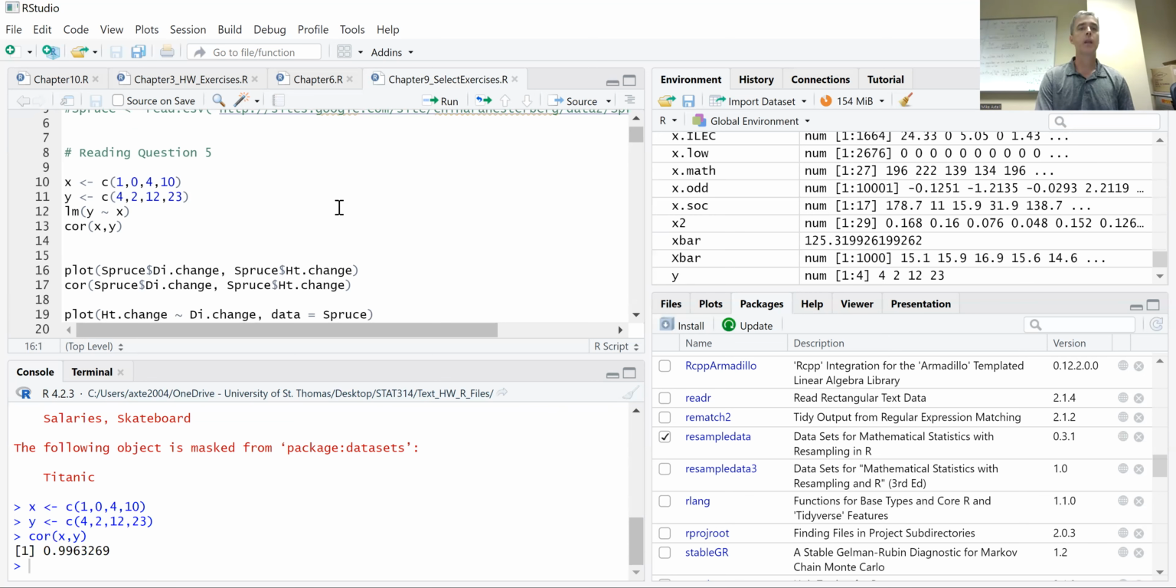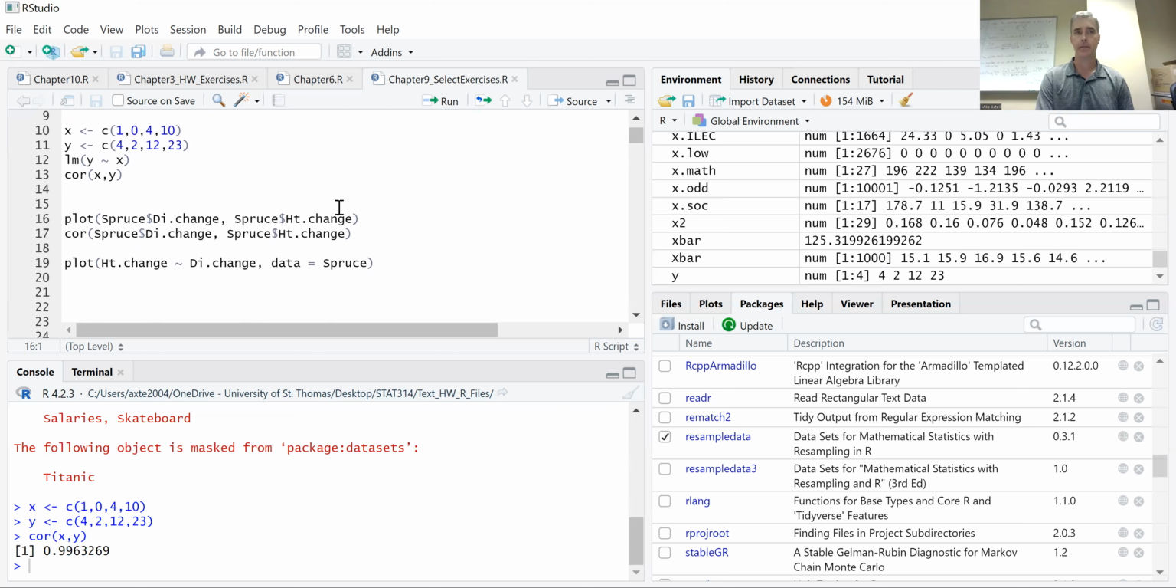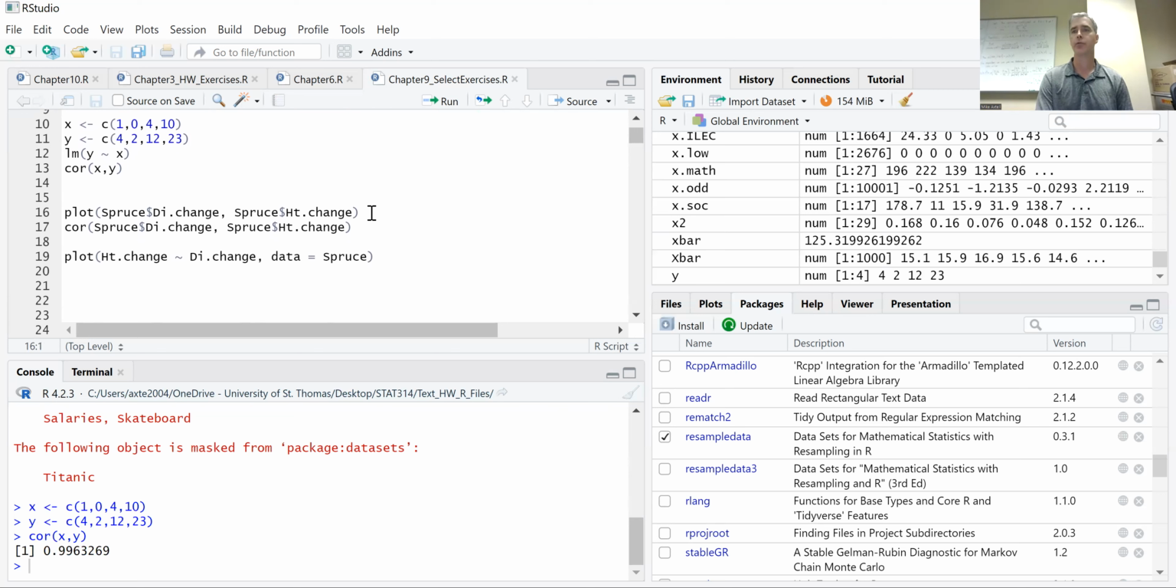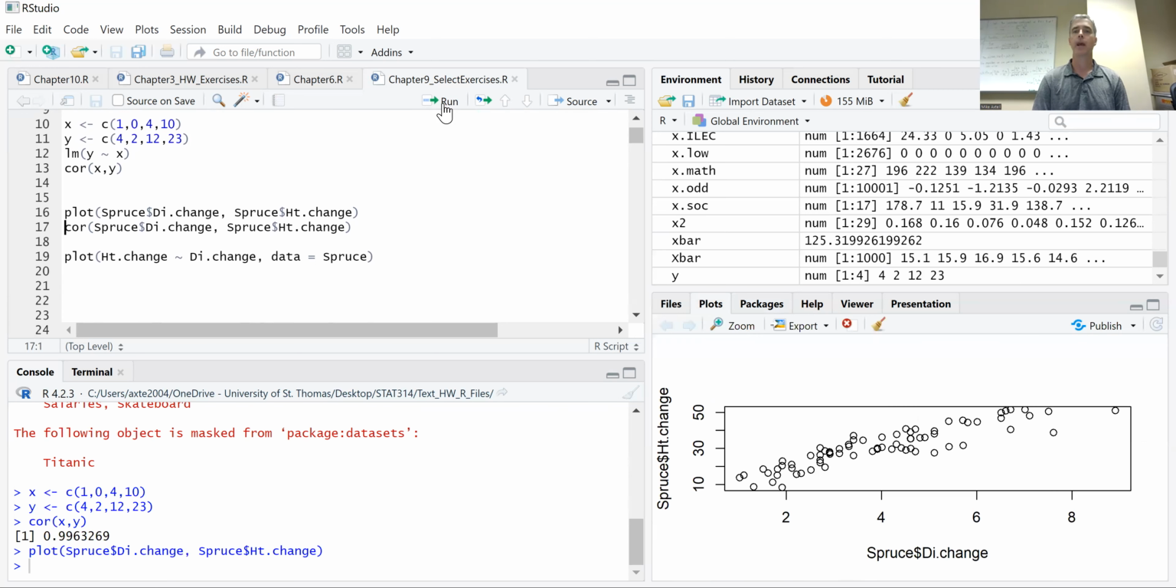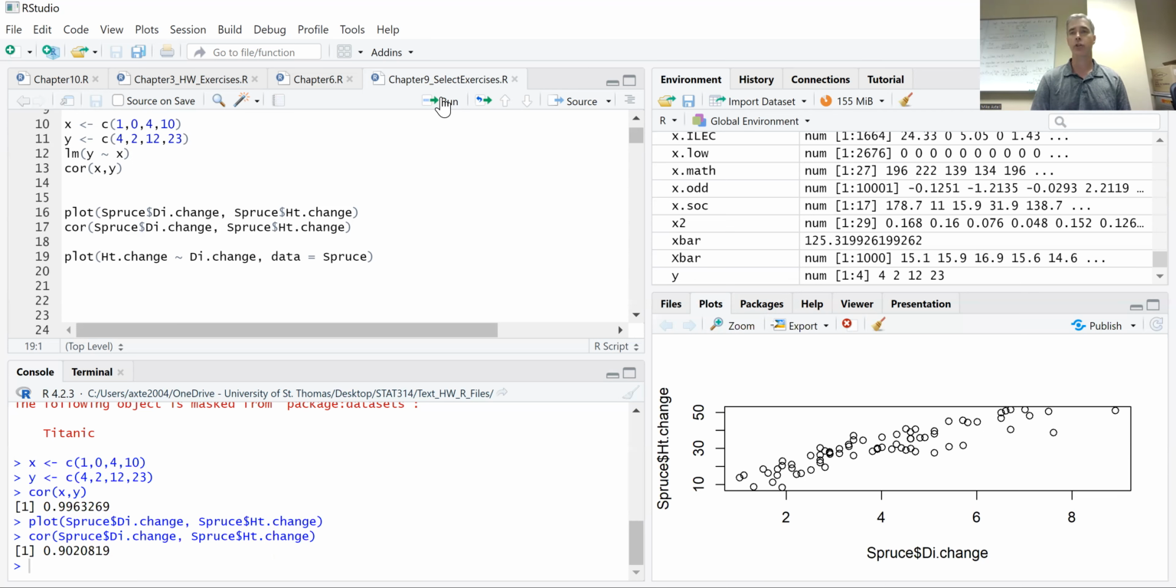All right. I can also pull data in. So if you remember the spruce tree file, we have the change in diameter versus the change in height. And I can plot that. And if you look in the bottom right, those data points appear to be like there's a linear function that would fit them well, and that linear function might have a positive slope. Well, we can calculate the correlation, and we get 0.902.